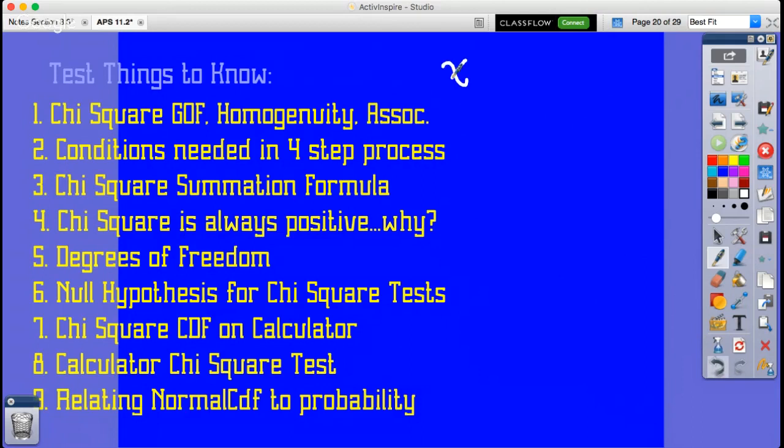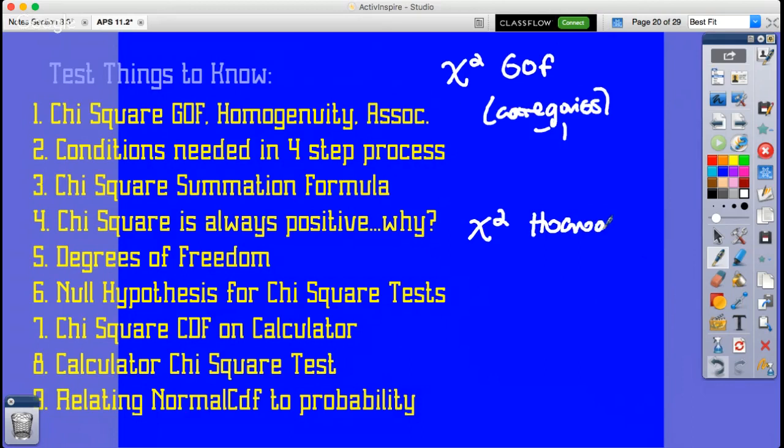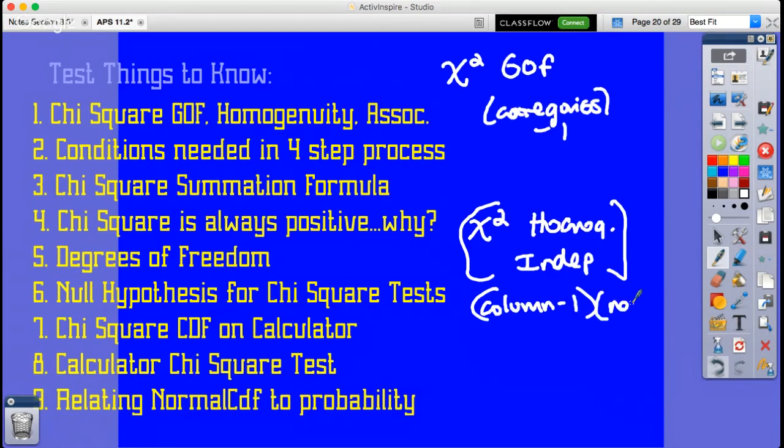Remember degrees of freedom. When we talk about chi-squared GOF, it's always categories minus 1. Sorry, minus 1. That's huge there. And within our chi-squared homogeneity or independence, for both of these, the degrees of freedom, which is very important, is going to be column minus 1 times row minus 1, and we multiply that together to get what our degrees of freedom is there, okay?